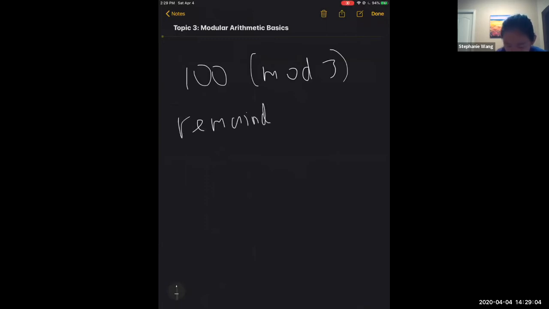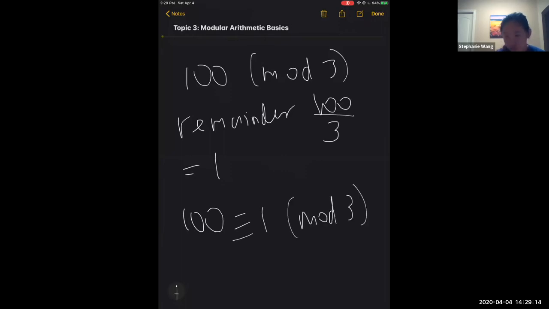Okay, so modular arithmetic basics. Modular arithmetic is basically arithmetic with remainders and integers. So if we have, let's say, 100 mod 3, that means we're trying to evaluate the remainder when 100 is divided by 3. Well, obviously this would equal 1. So in this case, 100 would be congruent to 1 mod 3.